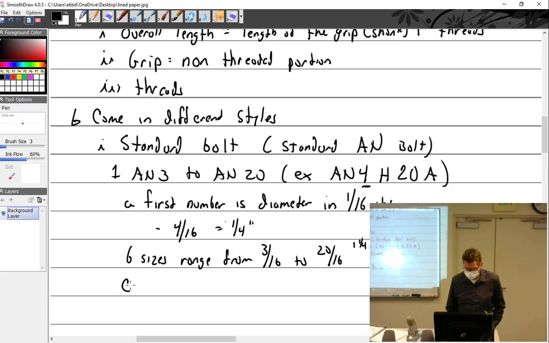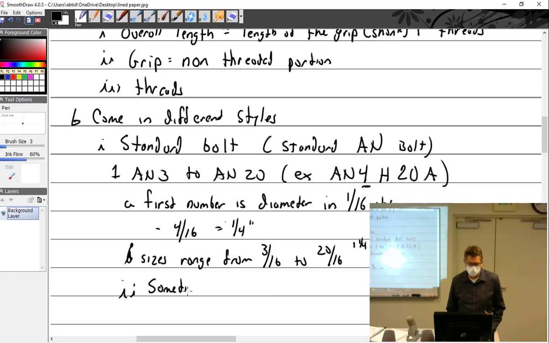Let me see what we got here. No, I didn't want that. Let's see. First number is, oops, that's an I. There we go. Size range of 3/16, there we go. That's what I wanted.